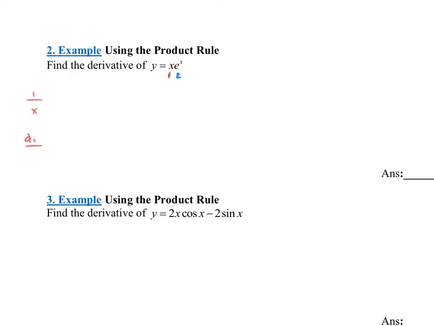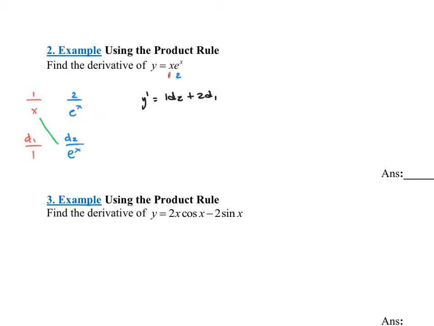The derivative of the first, well, the derivative of x is just 1. We want the second function, which is e to the x. We want the derivative of the second function. Well, the derivative of e to the x is just e to the x, right? So what's the product rule? If you remember the product rule, it tells us that y prime is 1d2 plus 2d1. First times the derivative of the second plus the second times the derivative of the first.